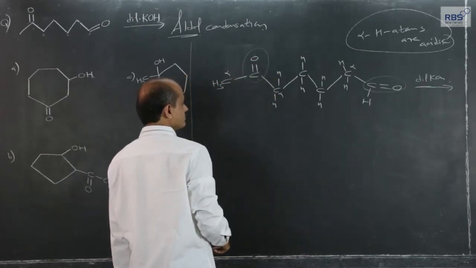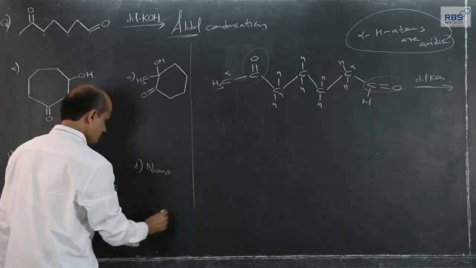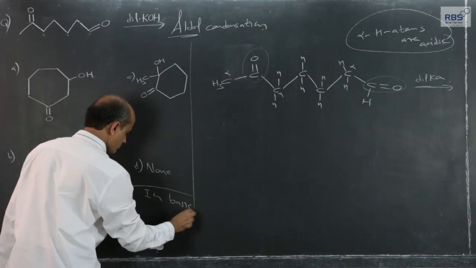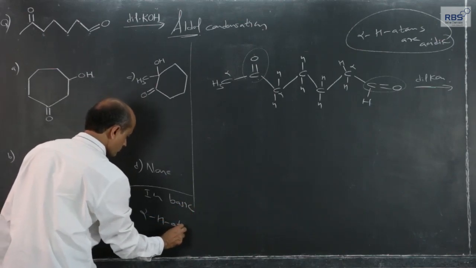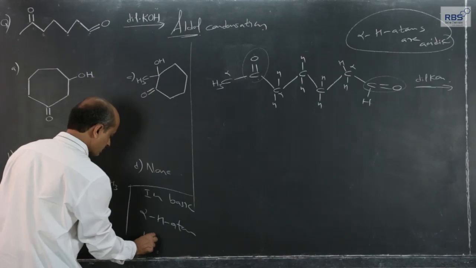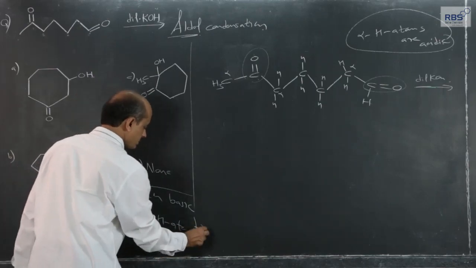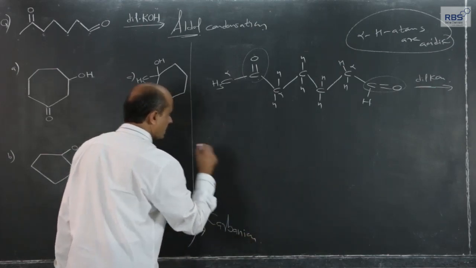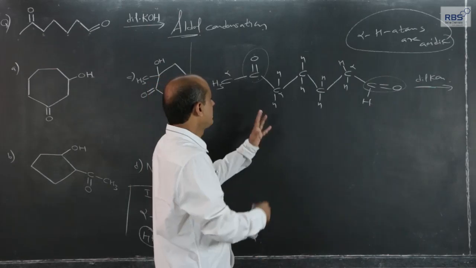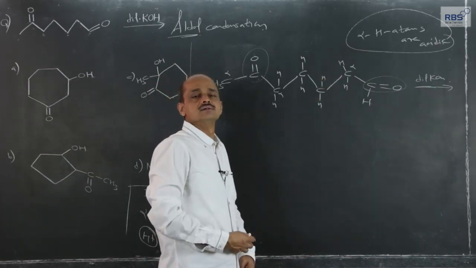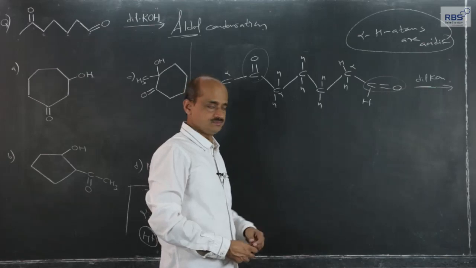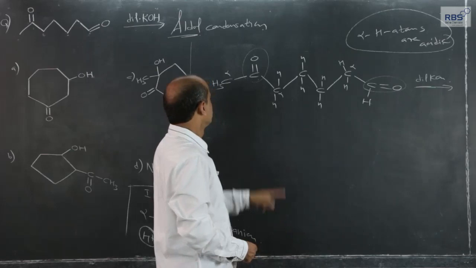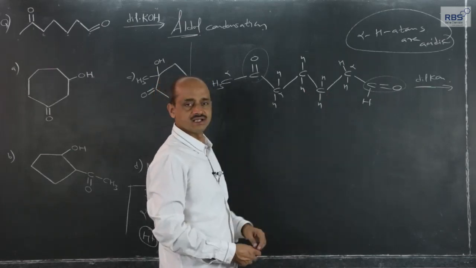means in presence of base, in basic condition, alpha hydrogen atom gets removed in the form of H plus ions, giving rise to carbanion, and that carbanion will then attack the carbonyl group. Here 2 carbonyl groups are present in the molecule itself. One is ketonic carbonyl group, other one is aldehydic carbonyl group.